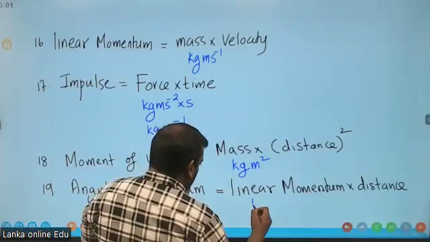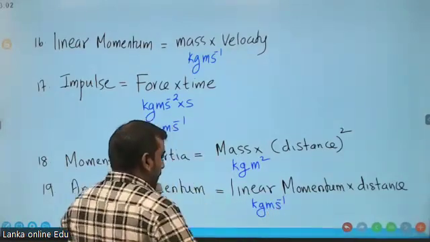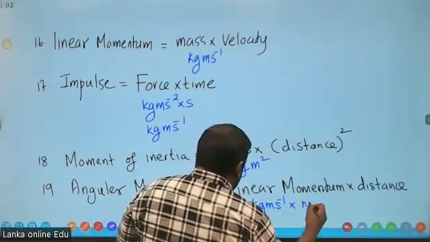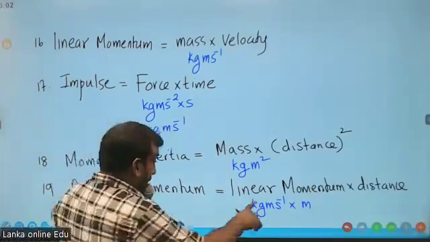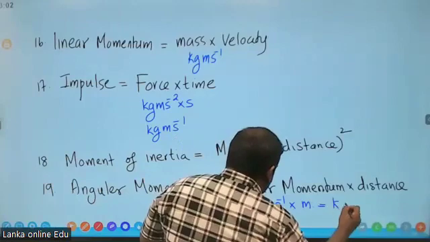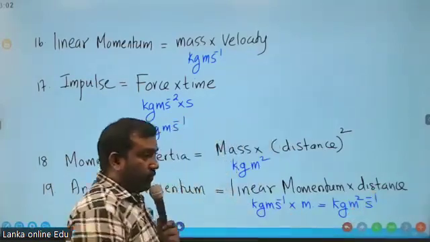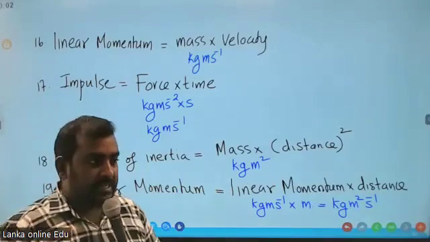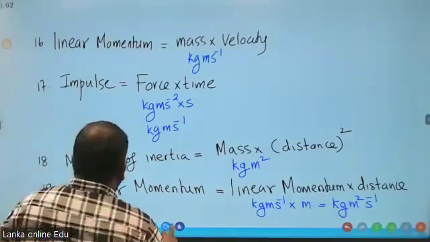If you apply equations here, linear momentum is kg m s minus 1 multiplied by distance m. m into m will give you m squared. So the unit is kg m squared s minus 1.